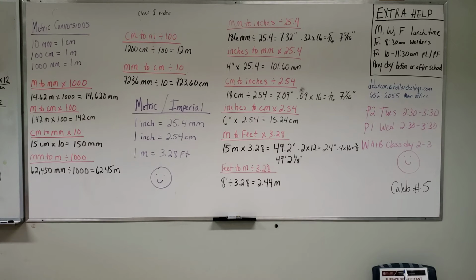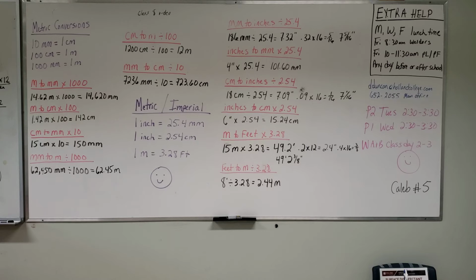As I said before, Canada can't decide if we want to work in metric or imperial, so guess what? You are responsible for being able to convert back and forth. There's a couple of numbers we want to remember here, that 1 inch is 25.4 millimeters or 2.54 centimeters. 1 meter is equivalent to 3.28 feet.